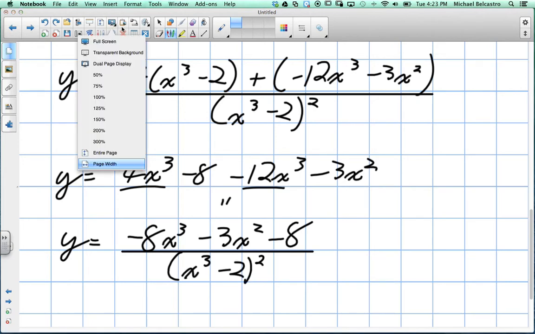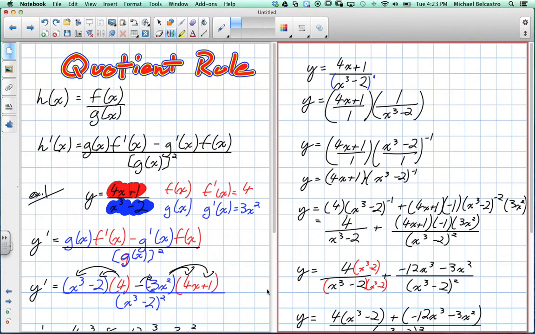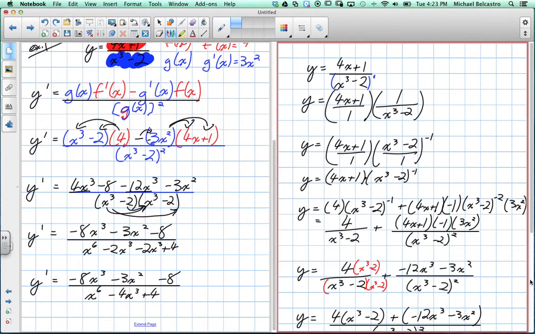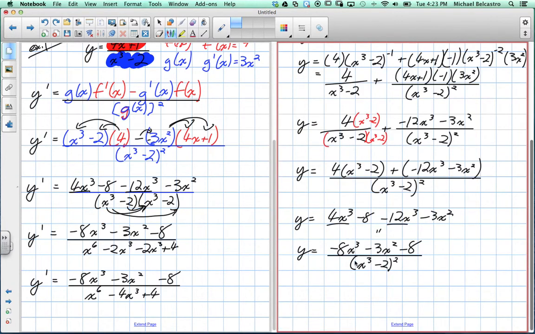So if we look at both of the pages here, quickly try to look at both of our answers. On top, we had negative 8x cubed minus 3x squared minus 8. This is the exact same thing we had here. Our bottoms are a little different because we expanded it in this case. But this bottom here, (x cubed minus 2) squared, is the same as this. And had we expanded it, we would end up at the same answer we got on the other page. Same question, just two different ways of doing it.